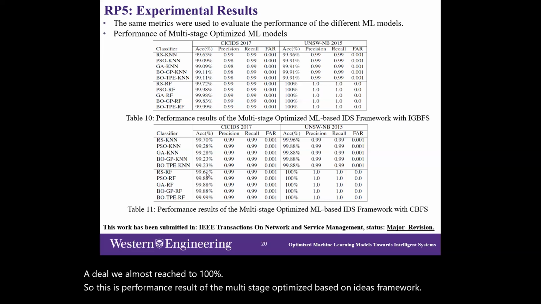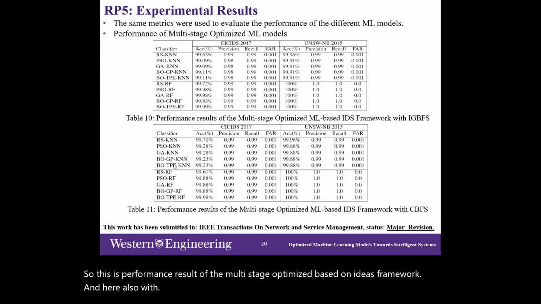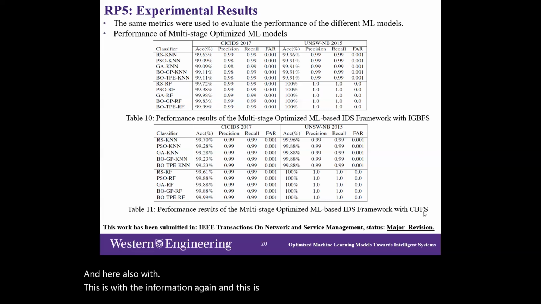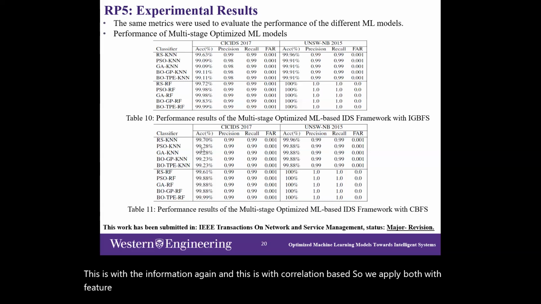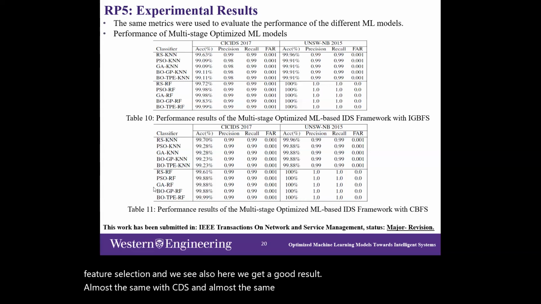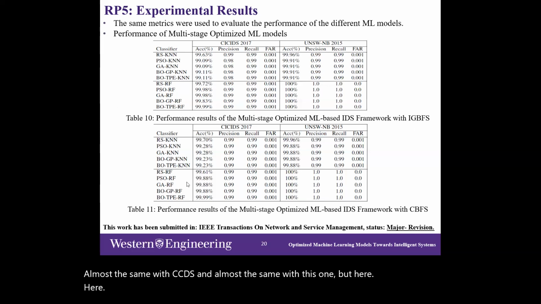And here also, this is with information gain, and this is with correlation-based. So we apply both with feature selection, and we see also here we get good results. Almost the same with CICIDS and almost the same with this one. But which one to choose? The lowest computationally.